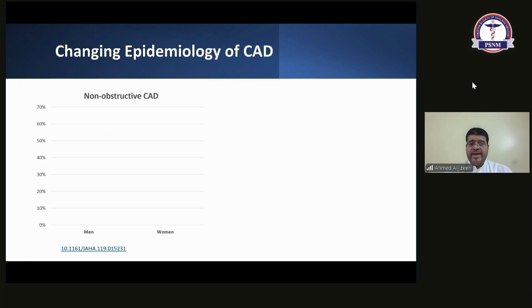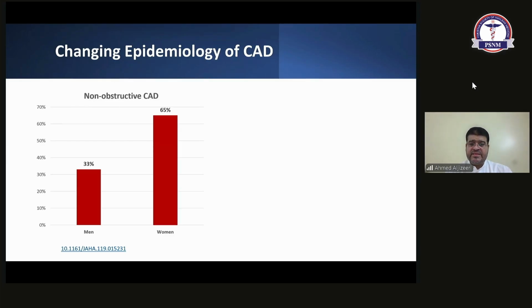Likewise, if we look at the rate of obstructive coronary artery disease detected in patients with chest pain, it's interesting that 33% of men have obstructive disease, so one-third of male patients referred for coronary evaluation have non-obstructive disease, and 65% of females have non-obstructive disease. So the majority of patients referred for evaluation of coronary artery disease do not have obstructive coronary artery disease.